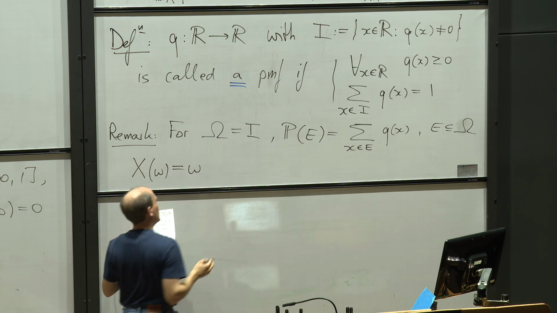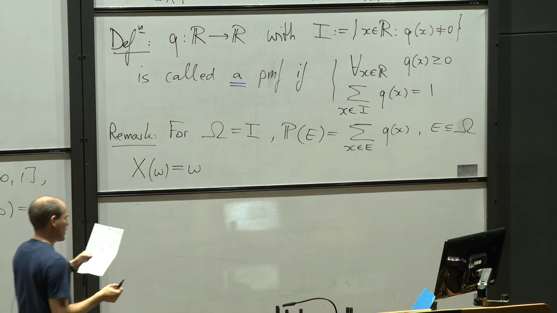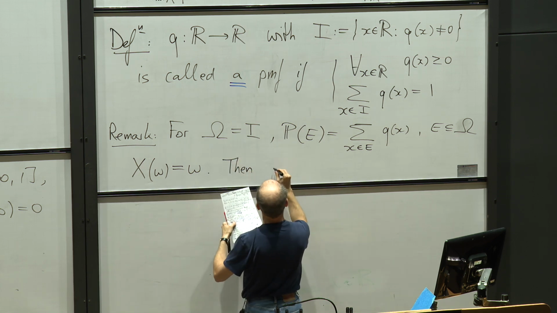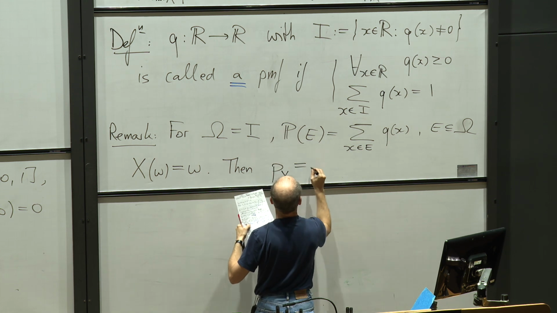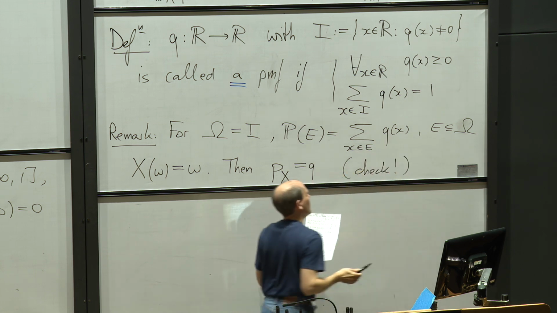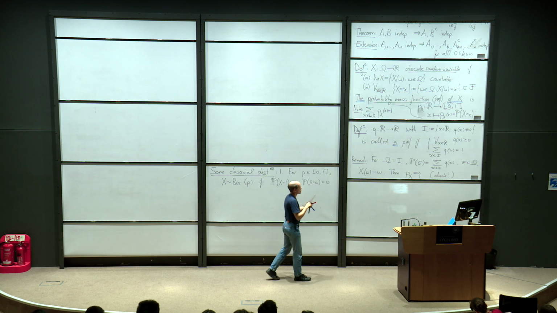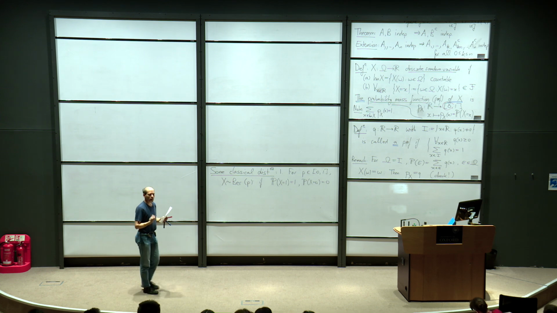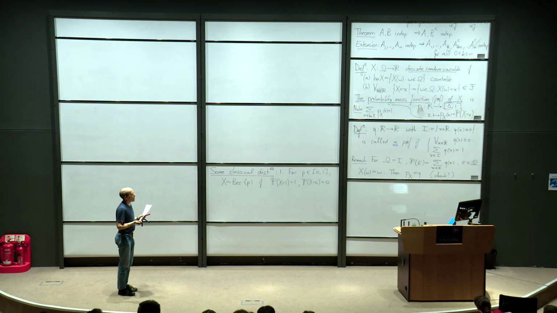Well, that is just equal to omega, and then you can check that the PX of this random variable is equal to q. There is not much to do, but it is worthwhile just thinking through, if you so wish. But most importantly, the message here is there always is a probability space on which we can have random variables that we want to specify by their probability mass function.